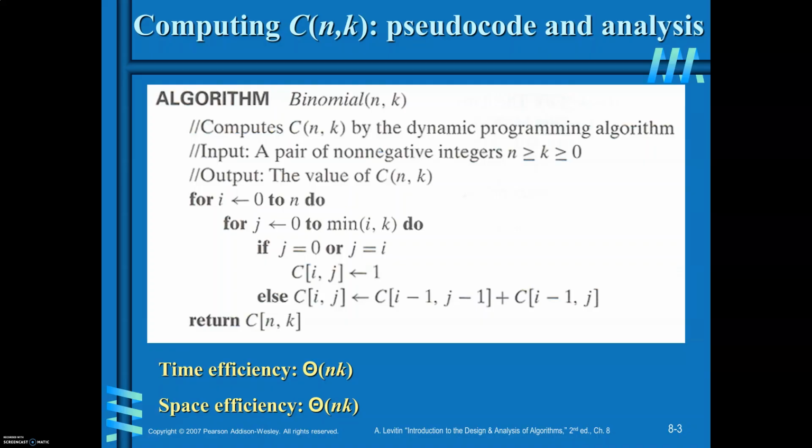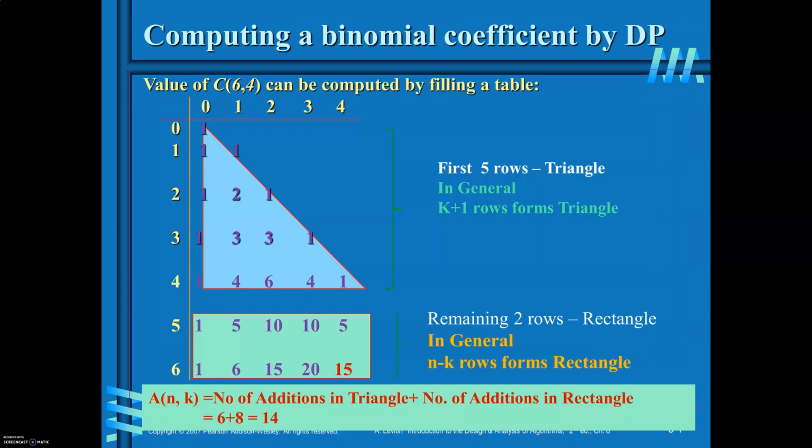You are required to count how many additions are required to carry out in order to find out C(n, k). So the number of additions performed in the algorithm is dependent on both n and k. Obviously, in order to count the number of additions, addition is expressed as a function of n and k. So A(n, k) will be equal to the number of additions in the triangle plus the number of additions in the rectangle. Here n value is 6 and k value is 4.